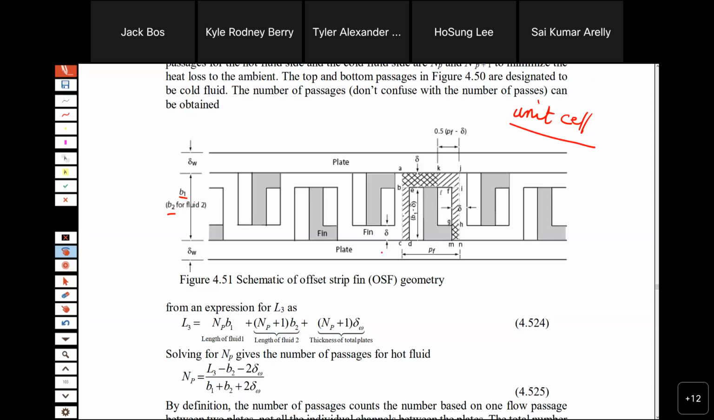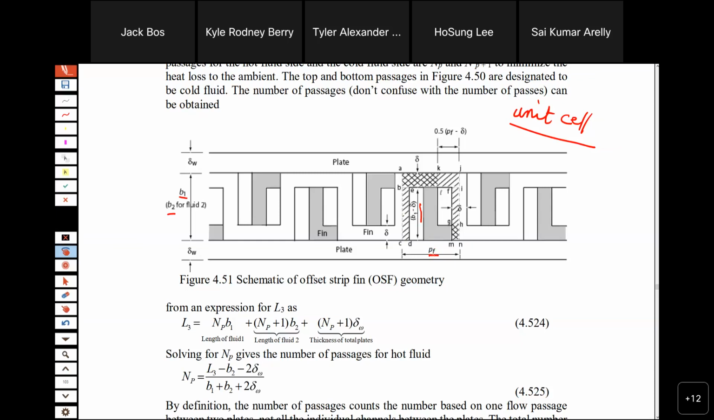And then the pitch of the fin, P_F, we call this the center-to-center spacing of the fin. So we define the pitch P_F, and then this distance is B minus delta. Obviously, this is delta. Okay, look at that. So we define the thickness and the P_F.